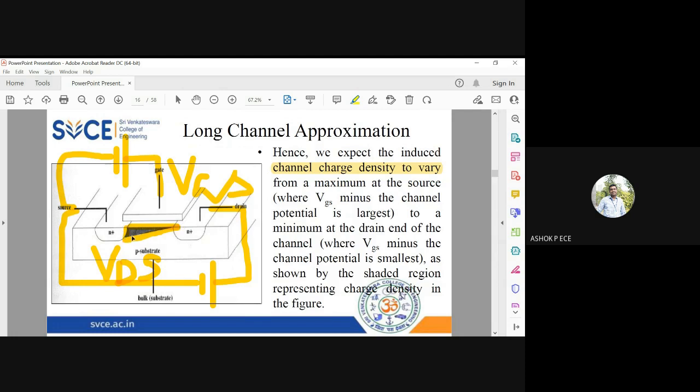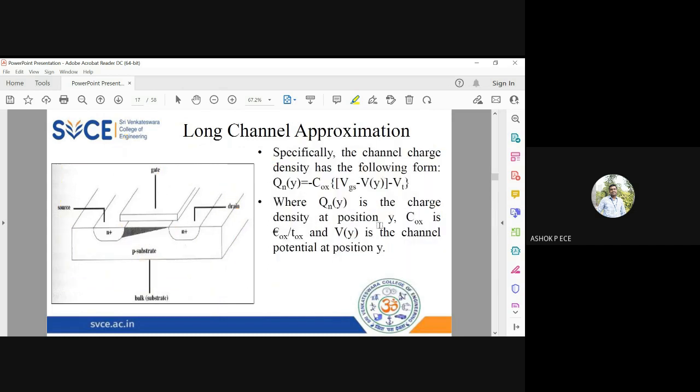On the source side, you have a large charge density, and it diminishes as it moves from the source towards the drain. Since there is a potential field set up across the channel, because I'm giving VDS across the channel, there is a varying charge density across the channel. So I can give the charge density in this form.